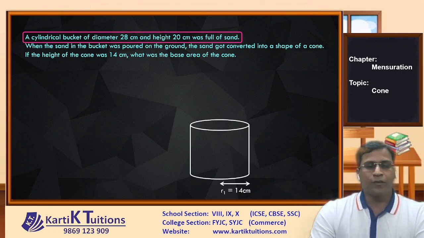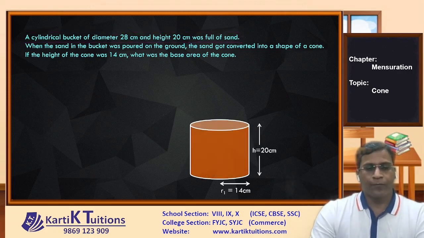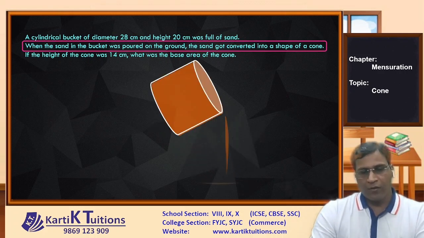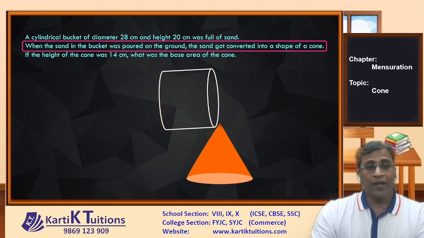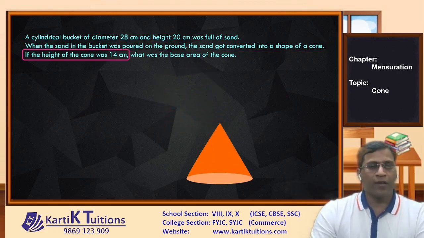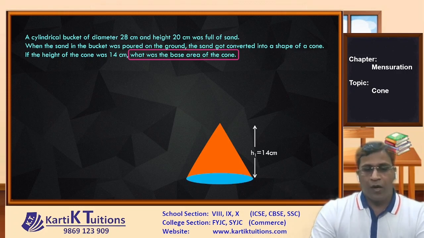Now diameter 28 दिया तो radius कितना हो जाएगा 14 और height कितना दिया 20 cm. Now this is full of sand. Then when it is poured, the sand gets converted into a shape of cone. देखो cone बन रहा है. अच्छा उसका क्या डिटेल दिया है? The height of the cone is given to us as 14 centimeter and they have asked us to find the base area of the cone. अच्छा बेस कौन से शेप में है? सर्कल. व्हाट इज द एरिया ऑफ अ सर्कल? पाई आर स्क्वायर. तो अगर हम लोग खाली पाई आर स्क्वायर का वैल्यू फाइंड कर लेते अपना सम खत्म हो.